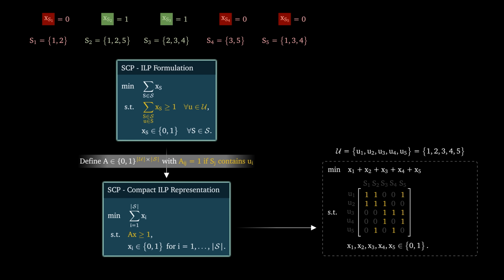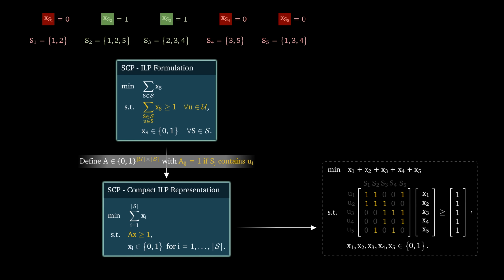This matrix has to be multiplied now with our variable vector x, and the result has to be component-wise greater than or equal to 1, because then all elements from the universe are covered. So we have a row for every element of the universe, and if the component xi is equal to 1, then we add the set Si to our cover, and thus we cover all elements where the column of Si contains a 1.